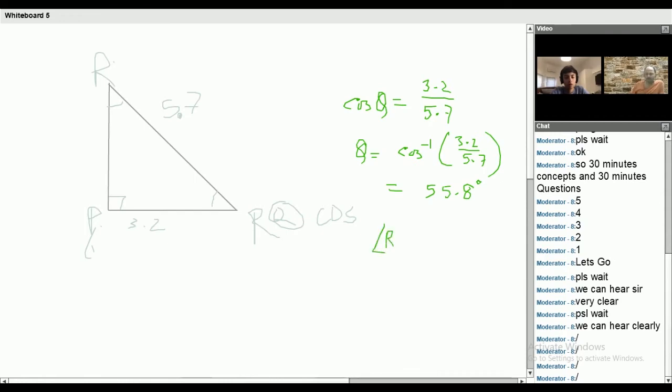Yes, you have got angle Q. R is 34.2. Yes, so 34.2 degrees. We have to mention the unit, otherwise it won't make sense. Okay.